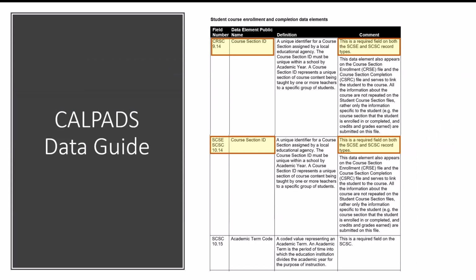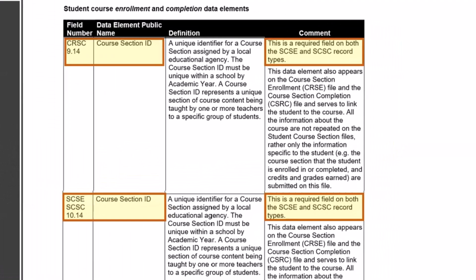So in addition to the CALPADS error list, other documentation is sometimes helpful when troubleshooting errors. Here we have an excerpt from the CALPADS data guide from the student course enrollment, student course completion section. In this excerpt, you can see that we've highlighted the course section ID. I want you to focus on the number.